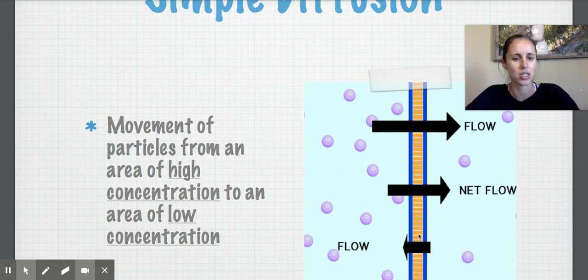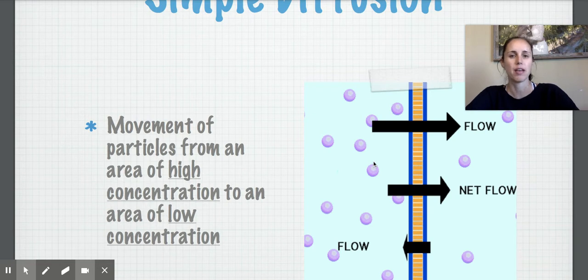This actually looks just like a cell membrane. It's got a phospholipid bilayer. So particles are moving across this membrane. Since there's more particles on this side though than there is on this side, it means that the particles are going to end up moving from an area of high concentration to low concentration. So eventually these sides are going to be even.